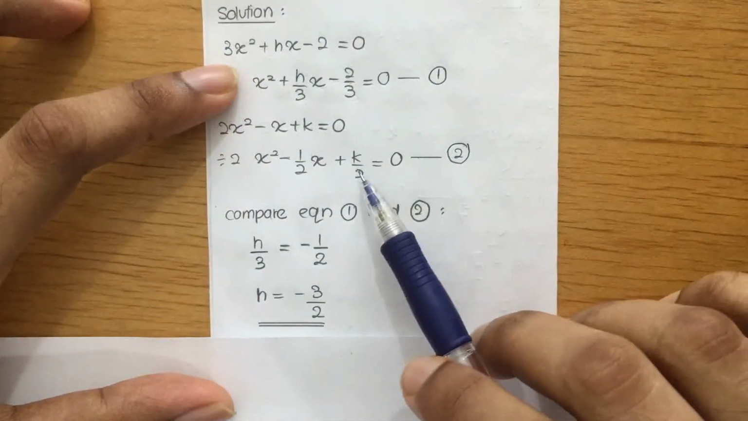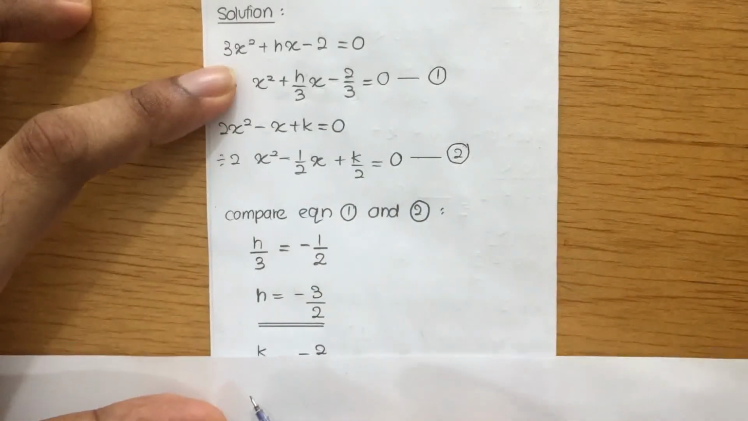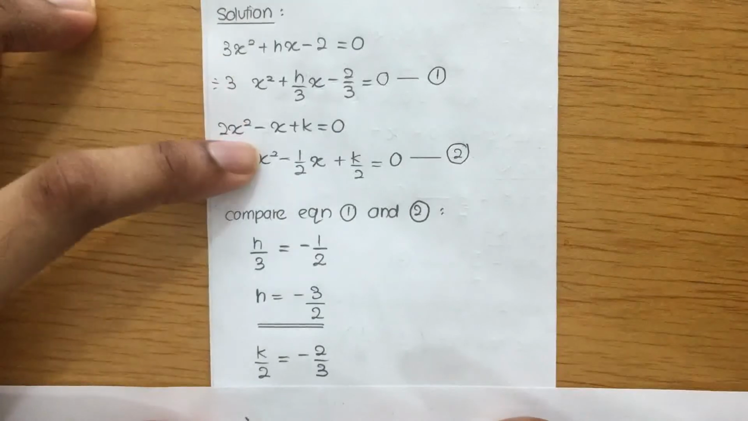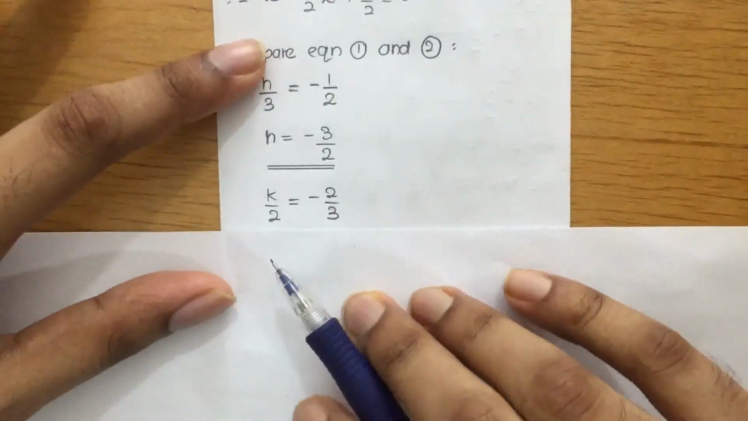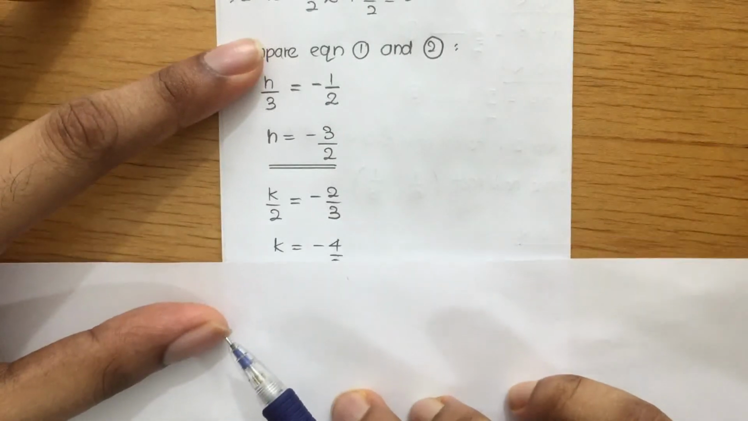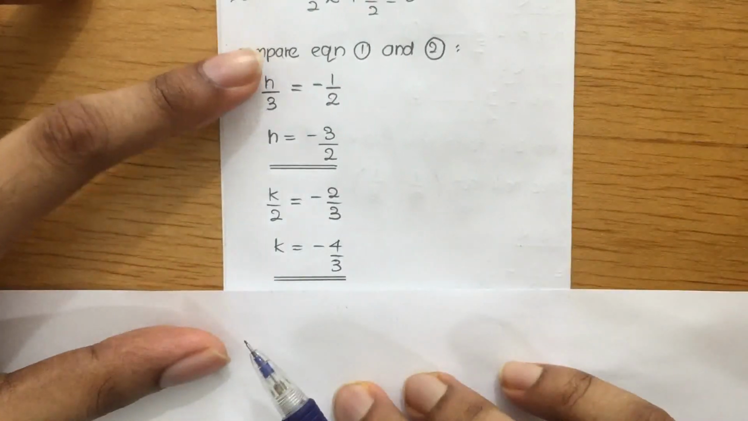Same thing, you compare in terms of the coefficient of x to the power of 0, which is k over 2 is equals to negative 2 over 3. So to find k, you multiply negative 2 over 3 by 2. So from here you get your k is equals to negative 4 over 3. So this is your final answer, guys.